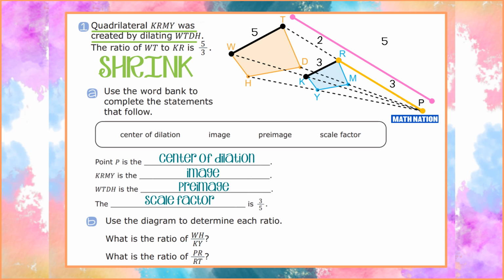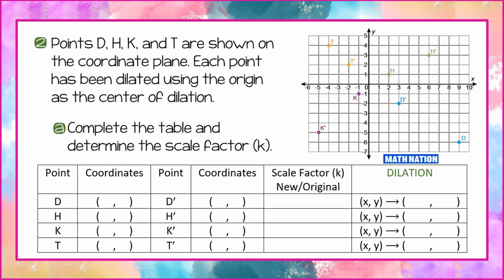So let's look at this. Ratio of WH to KY. Well, we don't have any lengths, but we know the ratio is going to be the same for every pair of corresponding sides. So that's 5/3 or 5:3. Ratio of segment PR. So the length from P to R is 3. Length from R to T is 2. So that's 3 to 2.